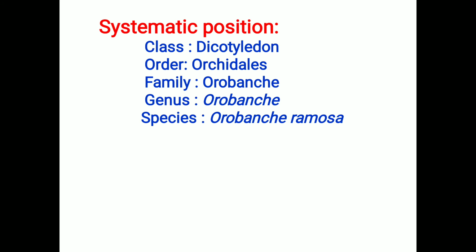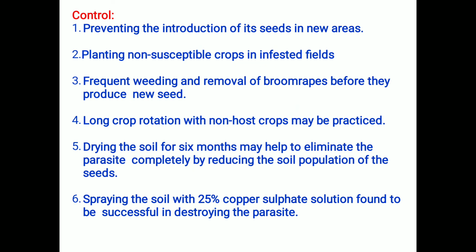Next, regarding systematic position, broomrape belongs to class Dicotyledon, order Orchidales, family Orobanchaceae, genus Orobanche, and species Orobanche ramosa. This is the taxonomic classification of each and every phanerogamic parasite like Dodder, Cuscuta, Loranthus, Striga, etc.